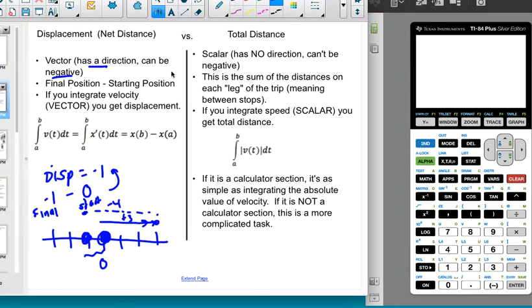All right, so total distance is a scalar, meaning it does not have a direction and cannot be negative. It is the sum of the legs, the distance of each leg of the trip, meaning how far you travel between stops. So in this example, I walked 3 units, I also walked 4 units. So the distance would be 3 plus 4, which is 7. It's how far physically I walk.